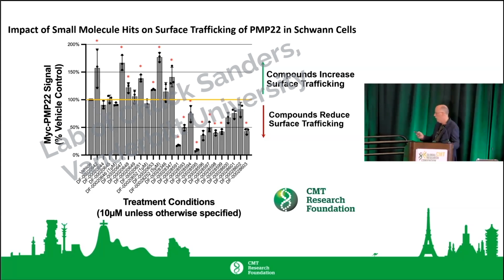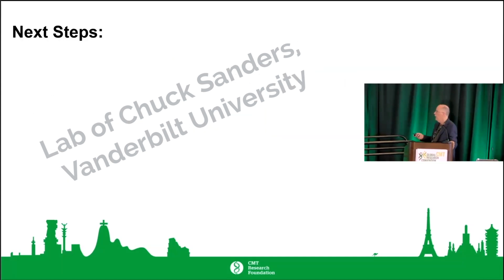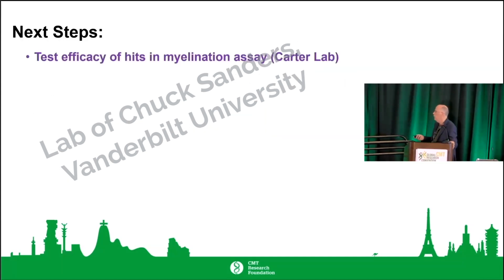And so the next steps for us: we've started to measure the EC50s to get some idea of potency. We have compounds in the range of 2 to 5 micromolar. We have other compounds that we've already dropped out because they have much higher EC50s. And where we're headed with this, the next step is to test the efficacy of these hits using an in vitro myelination assay. Bruce Carter is working on that.